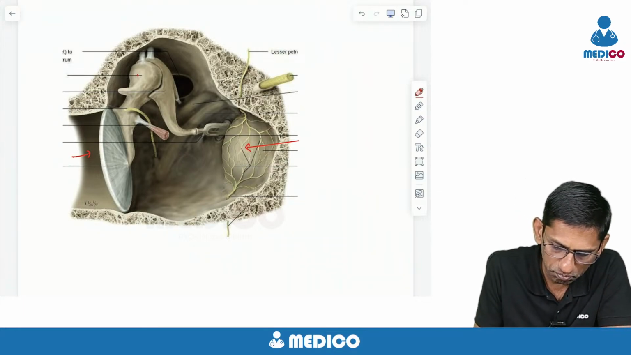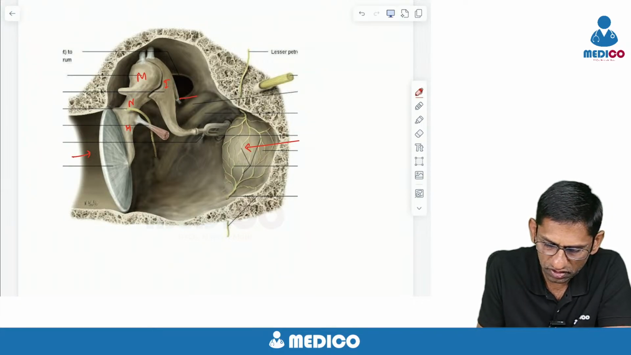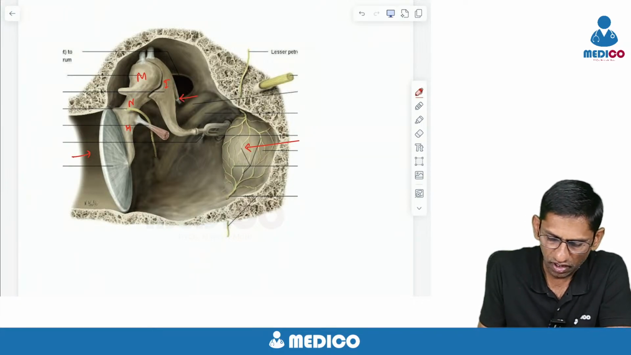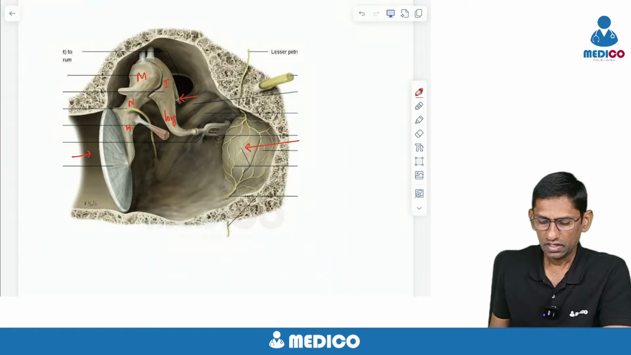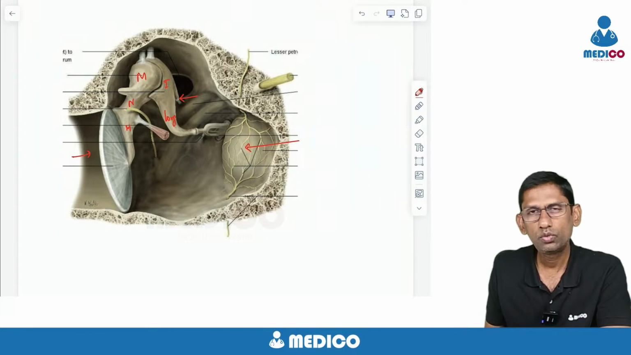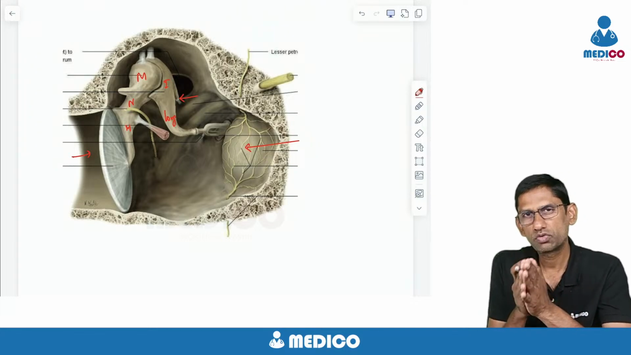We have this malleus with its neck and handle of the malleus, and we have this incus, body of the incus. We have the two processes. This is the short process of the incus, and this is the long process of the incus. Quite important: the short process of the incus is pointed towards the posterior wall of the mesotympanum. That is very important. Posterior wall of the middle ear.